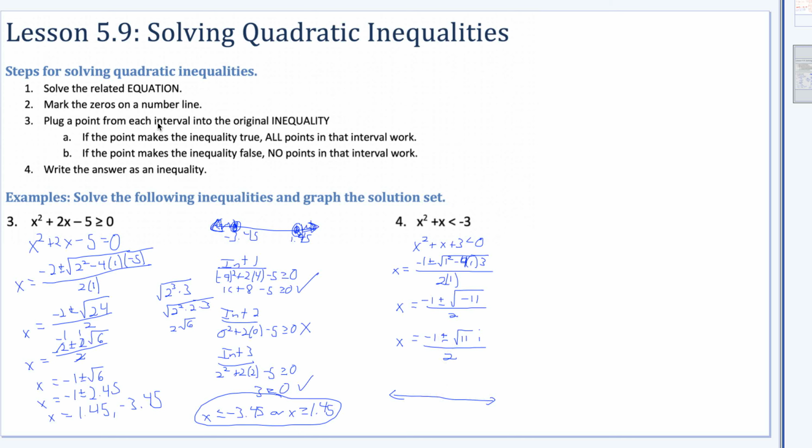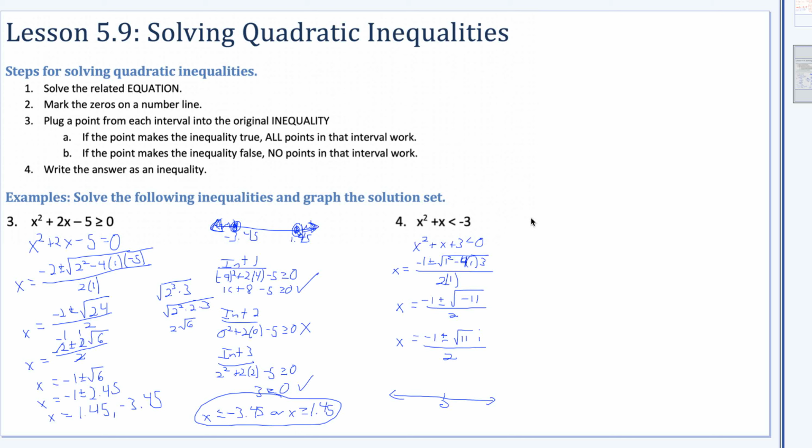We still actually need to plug in points from each interval into the original inequality. Well, the interval in this case is actually the whole thing. There's no point to split it up into 2 intervals. So all we have to do is check one number. We might as well try 0. If 0 works, our answer will be all real numbers. If 0 doesn't work, we'll have no solution.